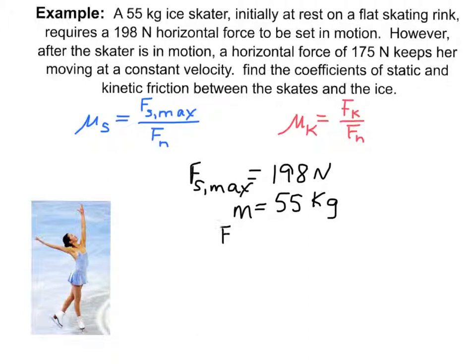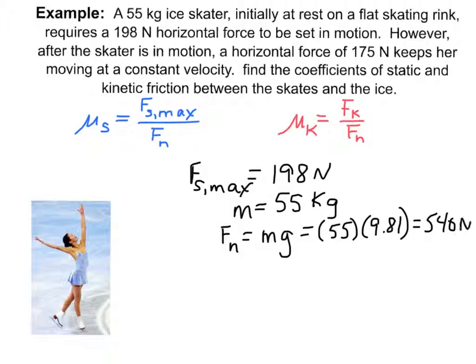In order to find the normal force, we're going to multiply mass times gravity, which is going to be equal to 55 kilograms times 9.81 meters per second squared, and that's going to be 540 newtons. We also know the force of kinetic friction. That is equal to 175 newtons, because we recall in our problem that it takes 175 newtons to keep her moving at a constant velocity. So now we are ready to plug these values in and find our coefficients of friction.